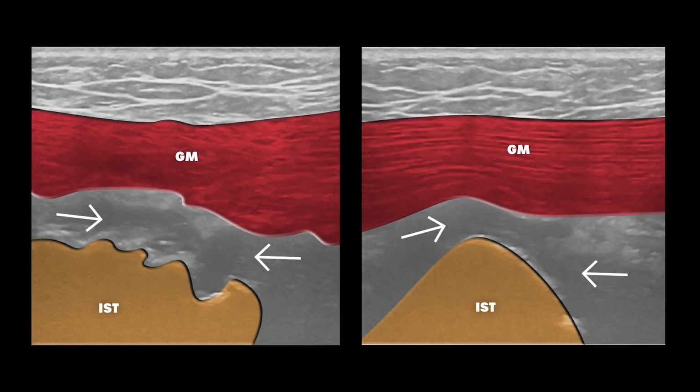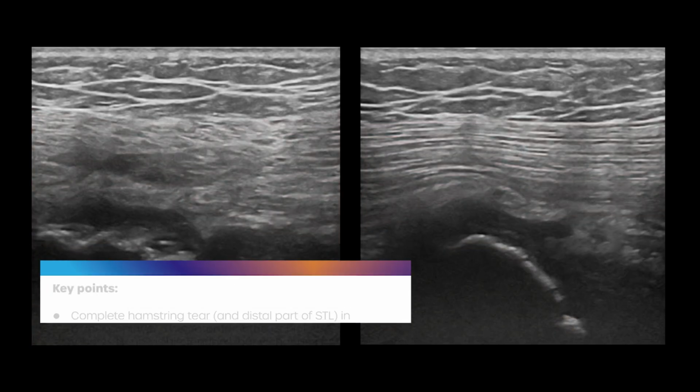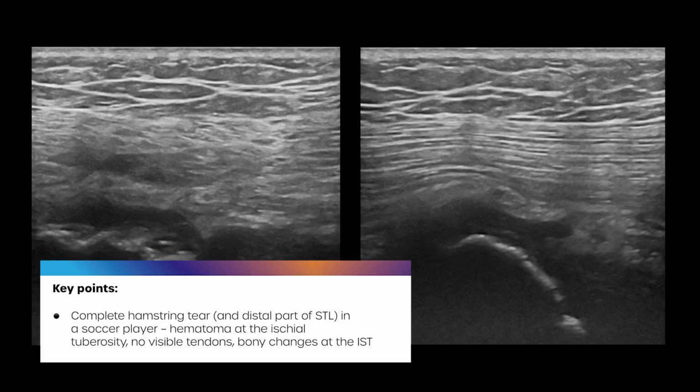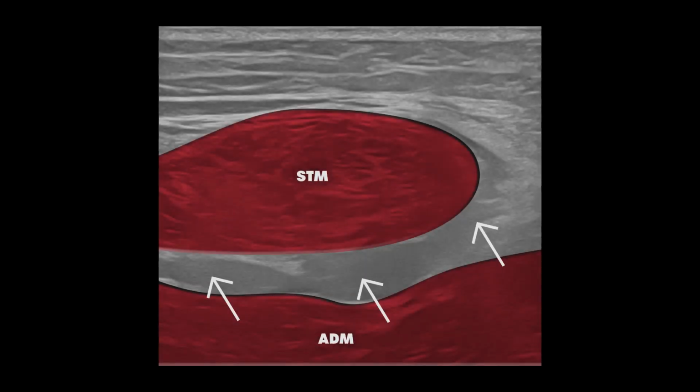This patient presents with an acute complete tear of all hamstrings and the distal sacrotuberous ligament due to trauma. The ischial tuberosity shows bony irregularities in the transverse plane. The arrows indicate the presence of edema and hematoma. Moving the probe more distally, the retracted semitendinosus muscle can be seen with the surrounding hematoma.